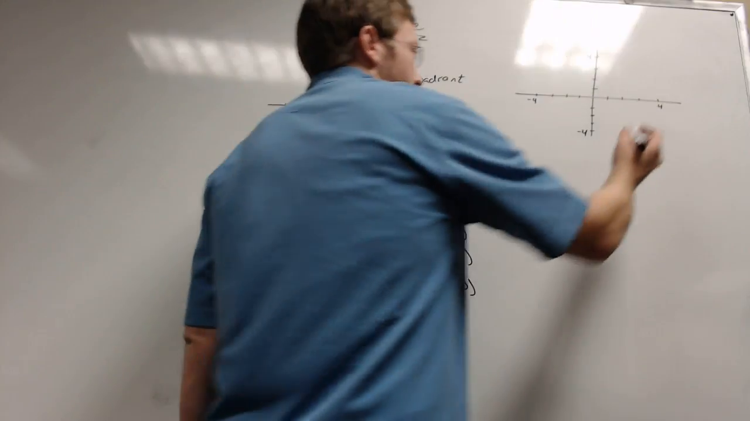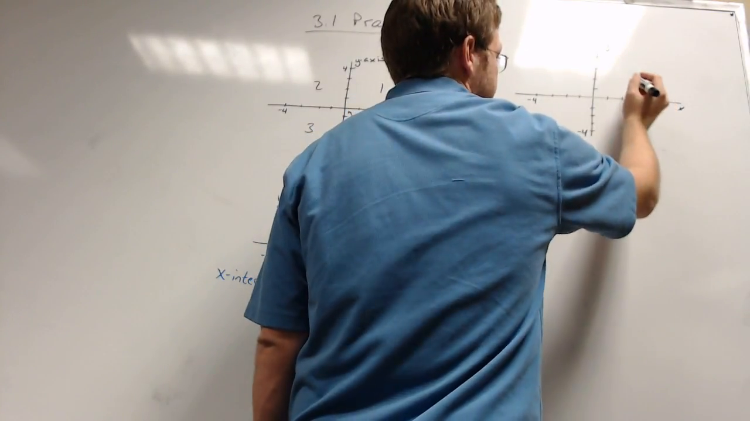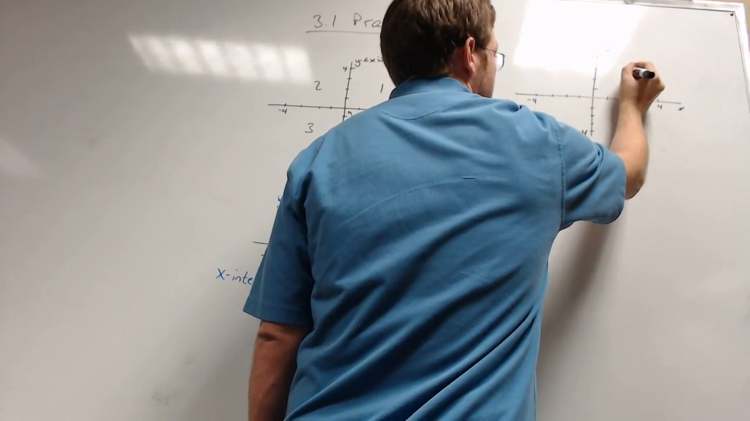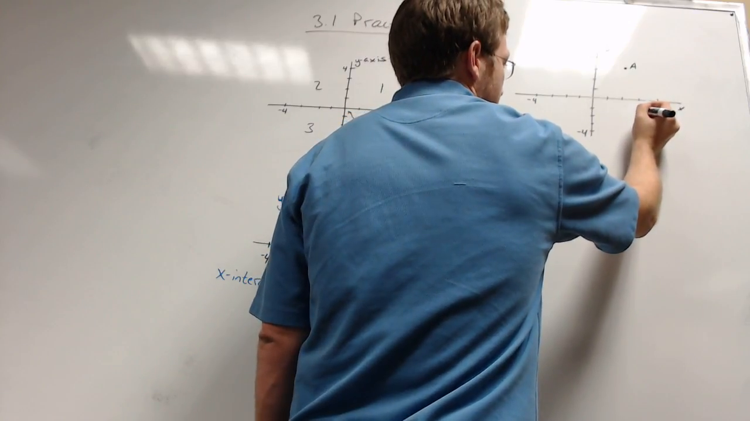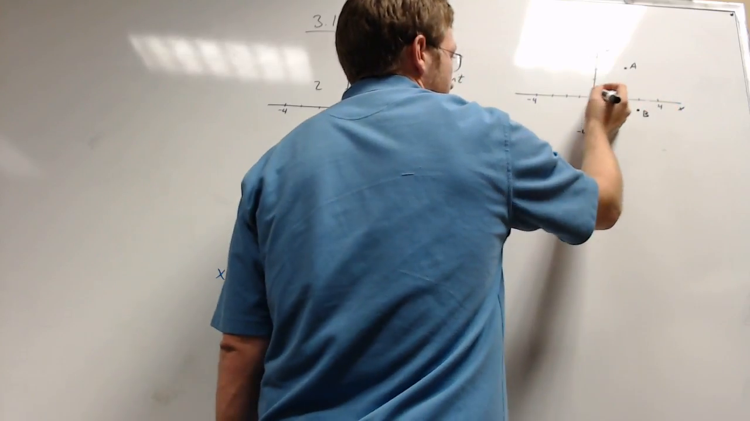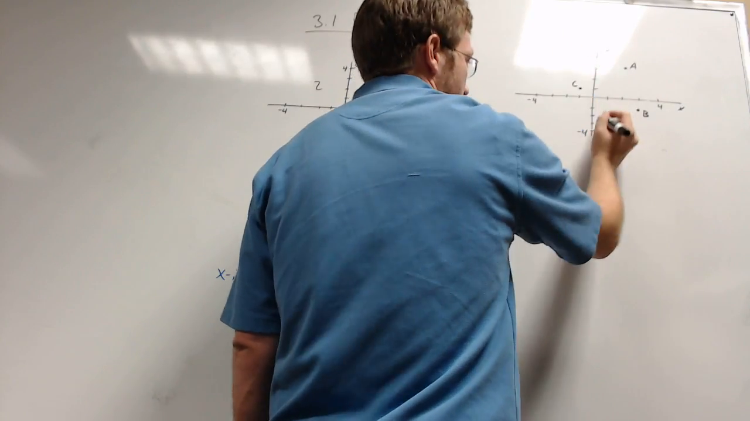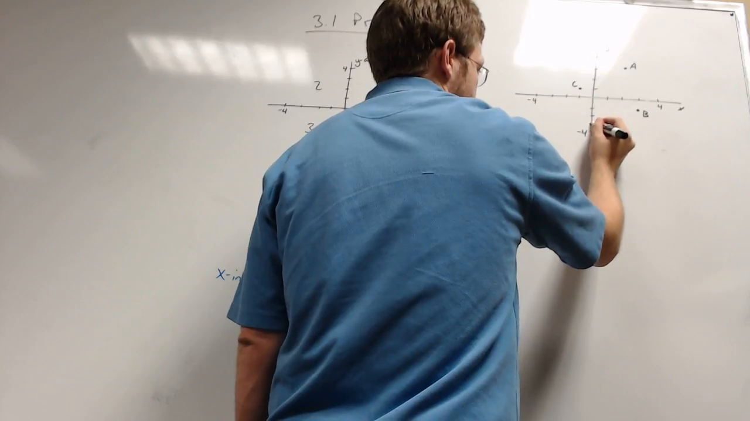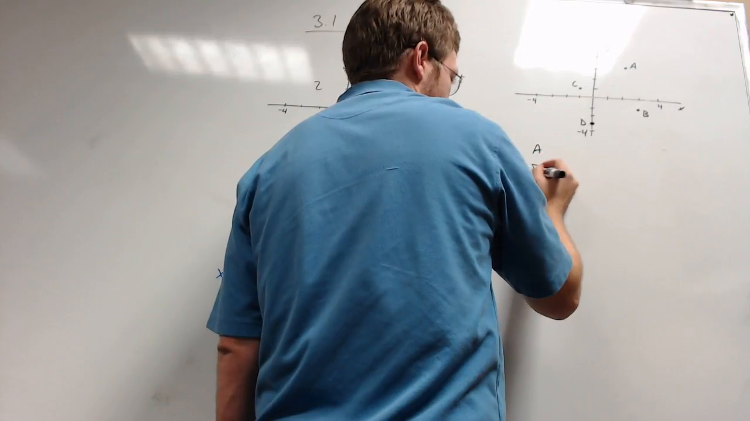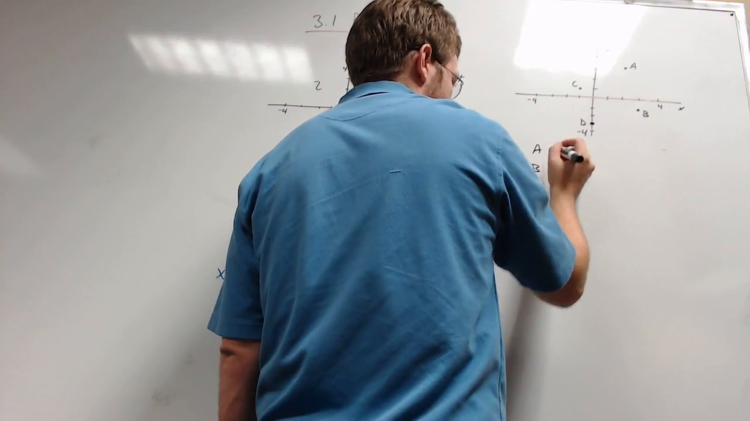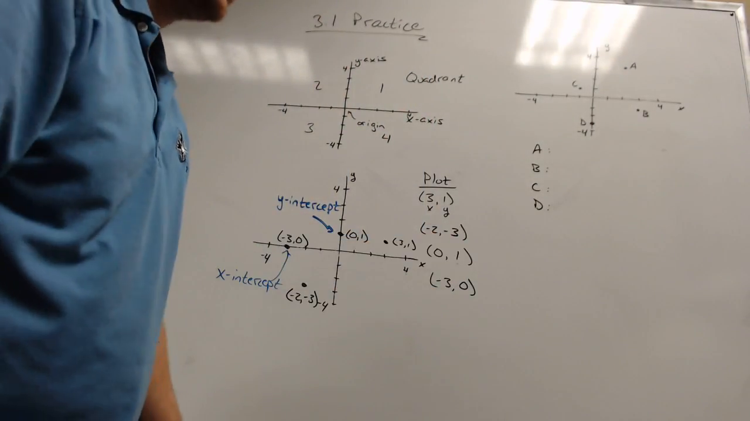So we have, again, our x-axis and our y-axis. And if I plotted some points on here, point A, point B, point C, and point D. All right, we want to be able to find the coordinates of those points. It's a good skill to have. It's essentially doing this backwards.